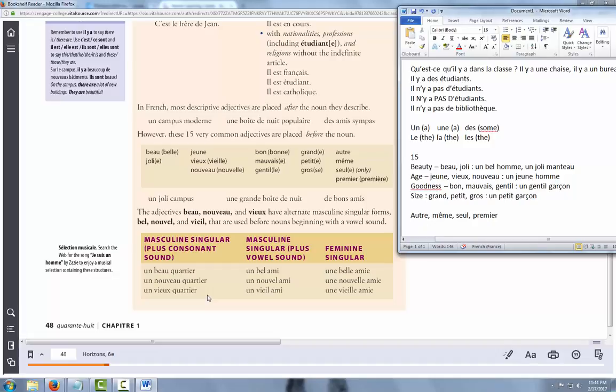Un vieux quartier is an old neighborhood. Un vieil ami is an old friend. Ami starting with a vowel, you have to change vieux into vieil. But it's different from the feminine form, which is vieille, V-I-E-I-L-L-E. E-L-L-E at the end, making it feminine.